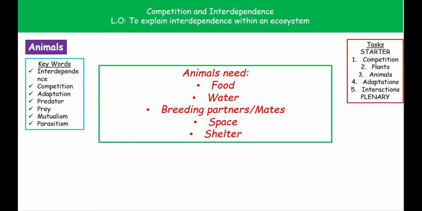As always, tick it if you got it right, and if you've missed it, write it in. So what will animals need then? First of all, food. Secondly, water. Third is a breeding partner or mate. Next one is space. And then finally, shelter. So again, add it up, give yourself a score out of 5 in your books.